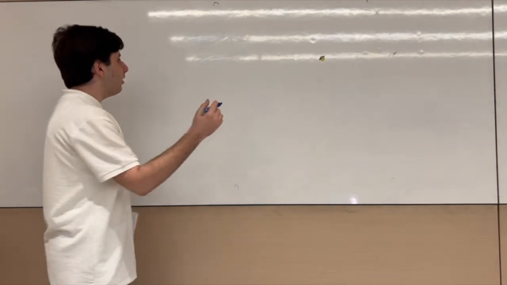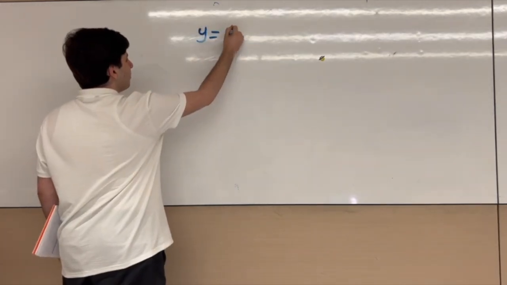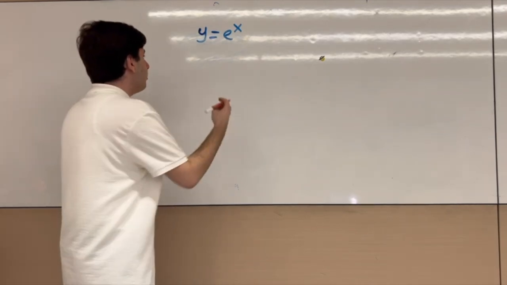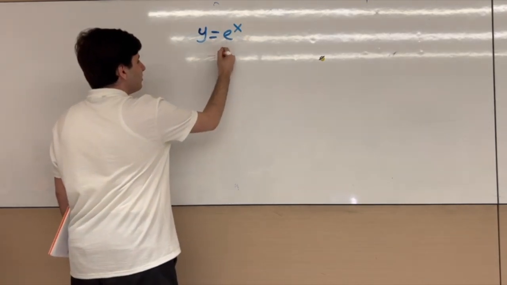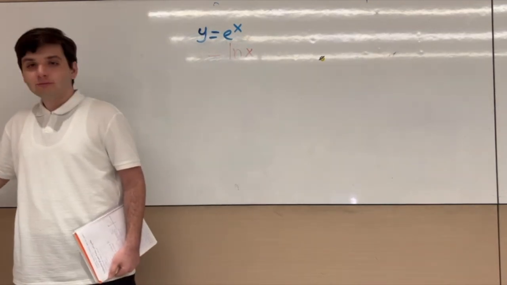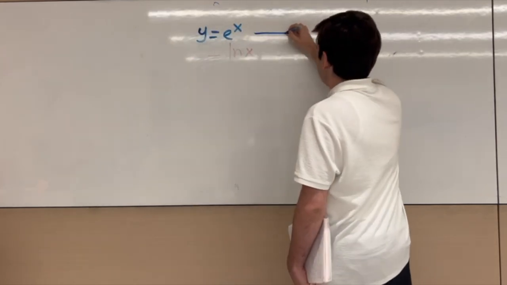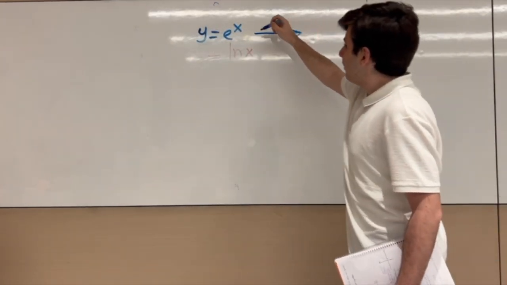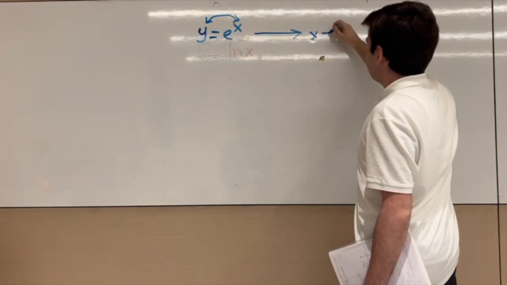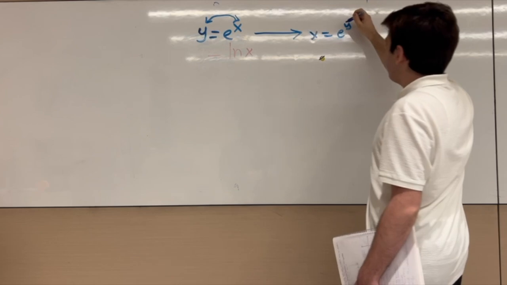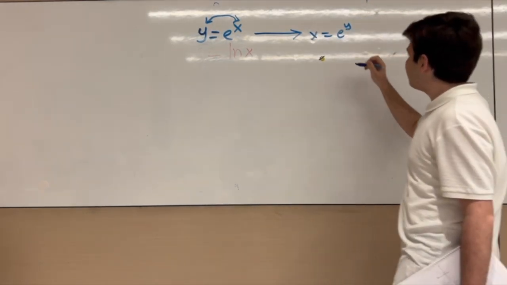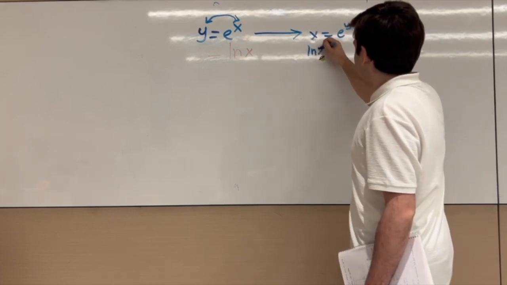We all know from pre-calculus that if y is equal to e to the x, the inverse of it will be y is equal to ln x. How do we define it? Let us go over it. To find the inverse, we just replace x and y. It becomes x is equal to e to the y, and now our job is to find y. How do we do that? We just take ln of both sides.